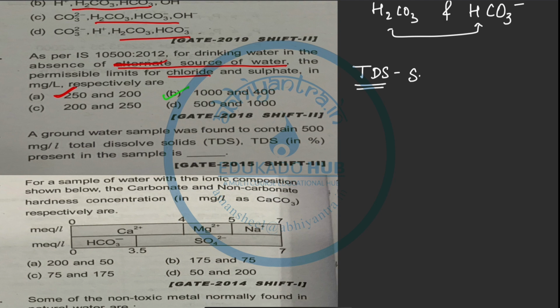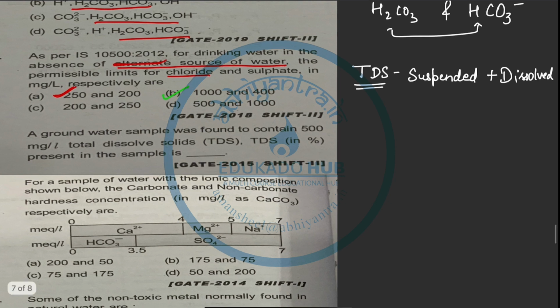So they are suspended solids plus dissolved solids. Okay, suspended solids plus dissolved solids. So two types of solids can come into the total dissolved solids, and the standard limit of total dissolved solids in any water sample is 500 milligram per liter. This we need to change into percentage.